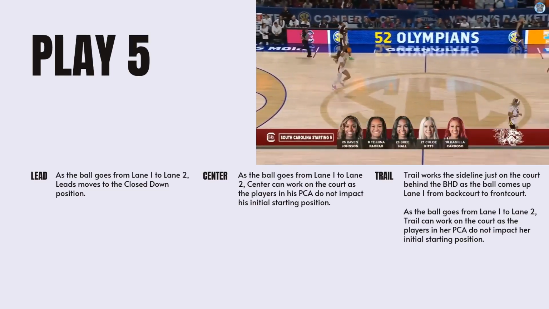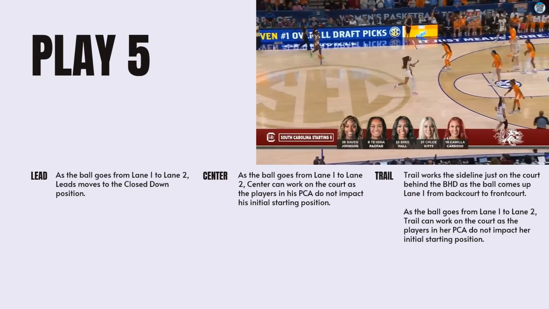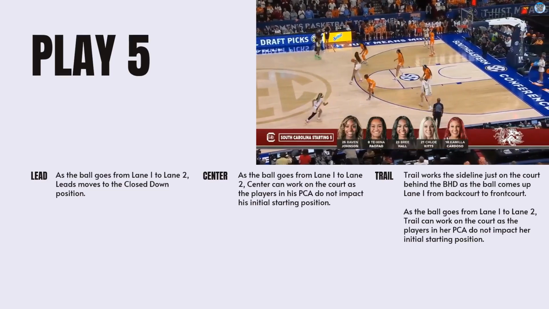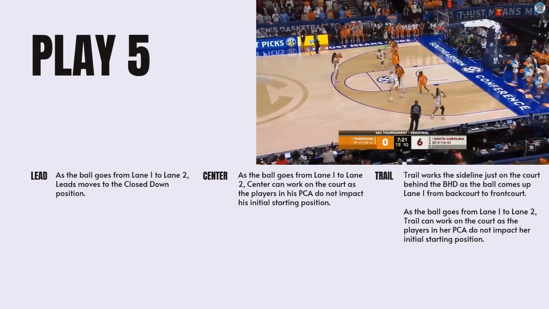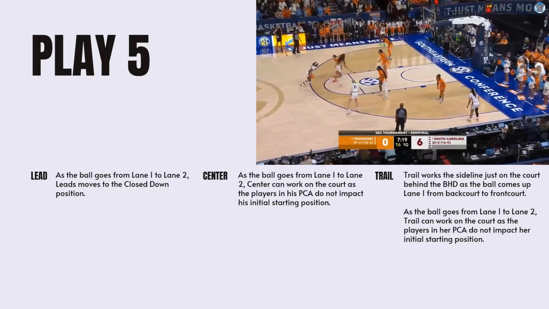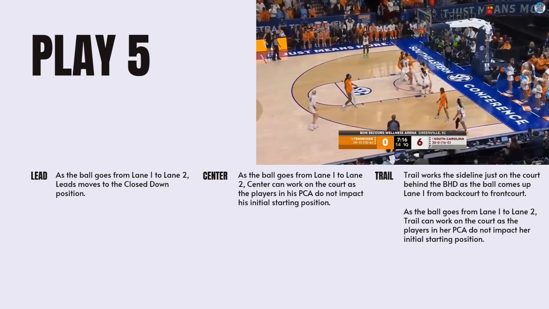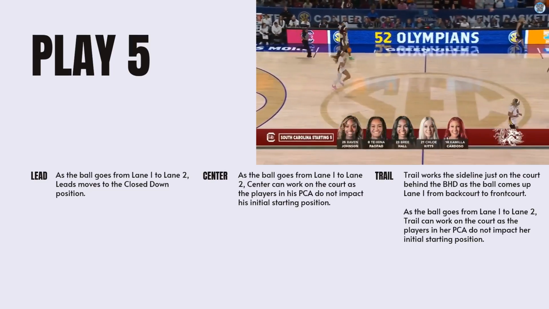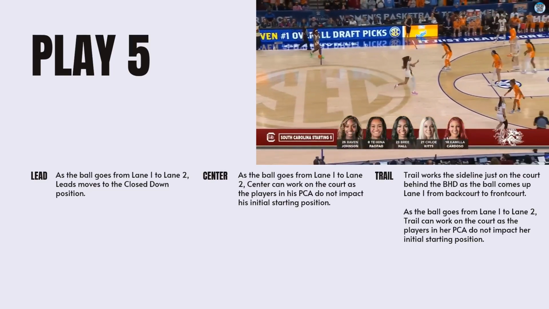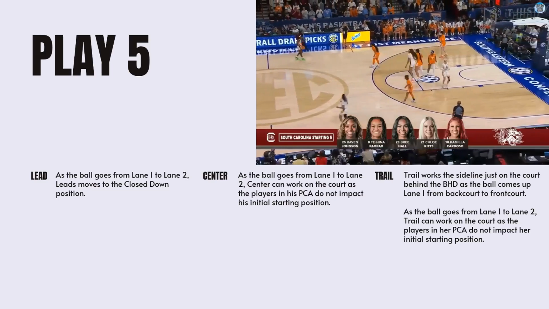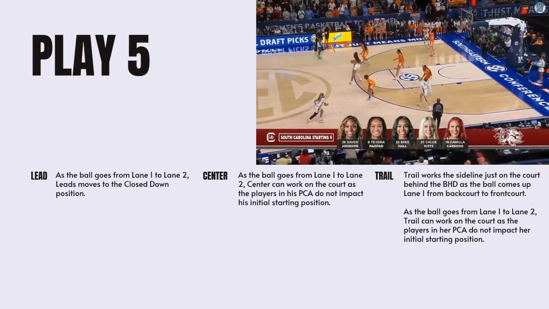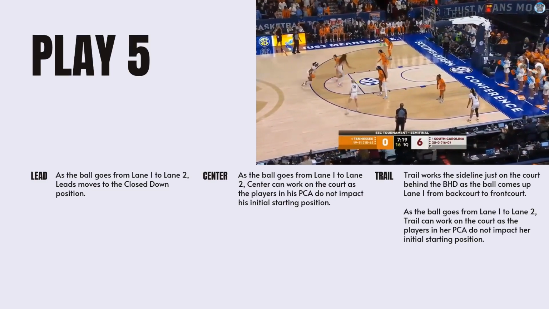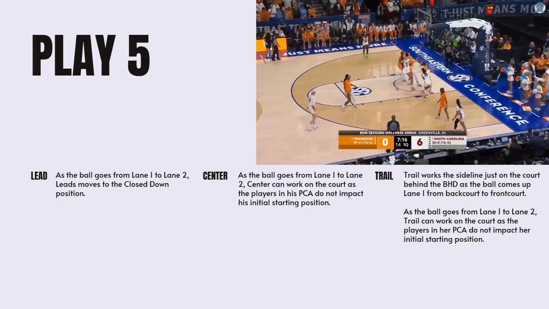We will see as the ball goes from lane 1 to lane 2, center can also work on the court as players in his primary coverage area do not impact his initial starting position of the free throw line extended. Now, as the ball goes from lane 1 to lane 2, we will see that our lead official, who's currently at the post-up position, will move to a closed down position just in case a rotation is required.